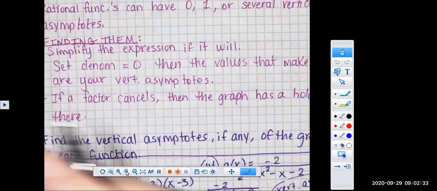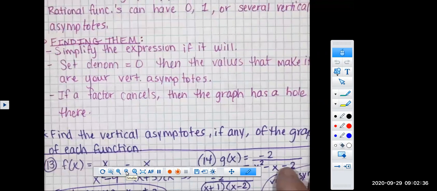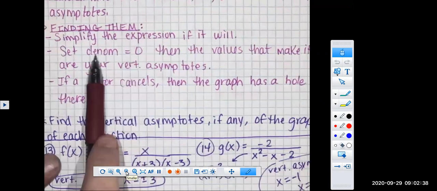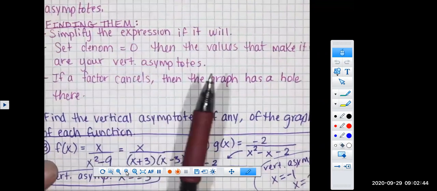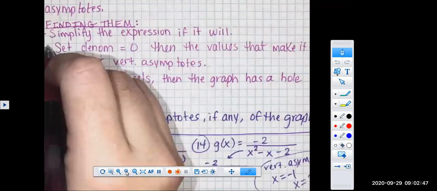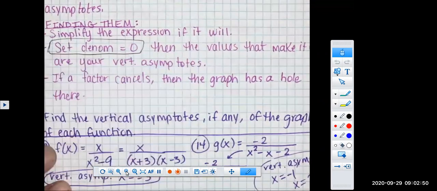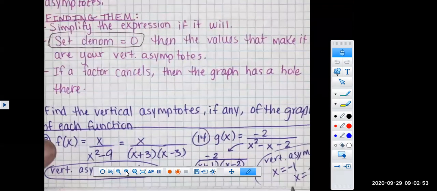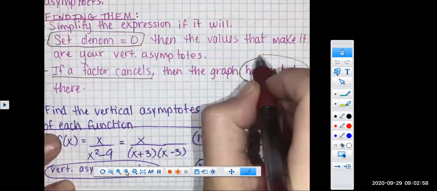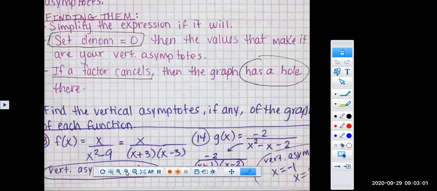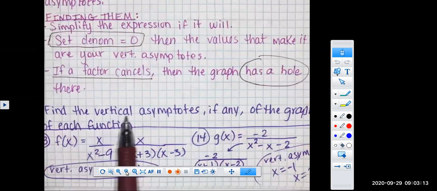All right, for the vertical asymptotes, we've kind of already talked about it because that comes from setting your denominator equal to 0. You don't have to write all this other stuff if you don't want to. It's in your notes for you. But the main thing, if you're writing this down: set the denominator equal to 0. If a factor cancels, then the graph has a hole at that spot. So if it cancels off, it's a hole and not a vertical asymptote. And then we're about to work this part at the bottom.